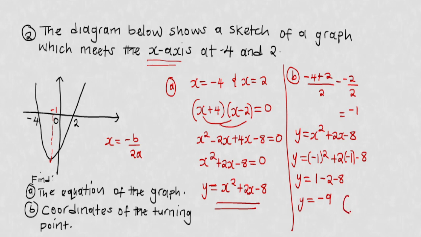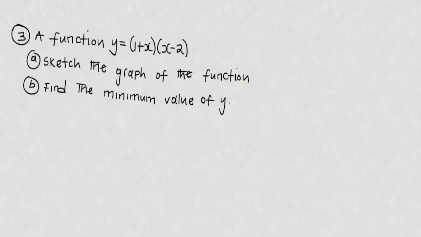So the coordinates are as follows. Start with x, right? It's x comma y. So x is negative 1, then y is negative 9. So these are the coordinates that they were looking for. So that's how you can find such questions. We now proceed to finding the other one.